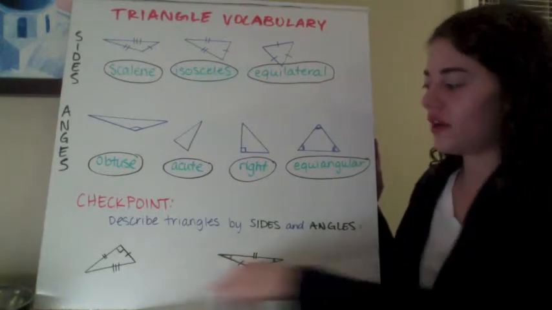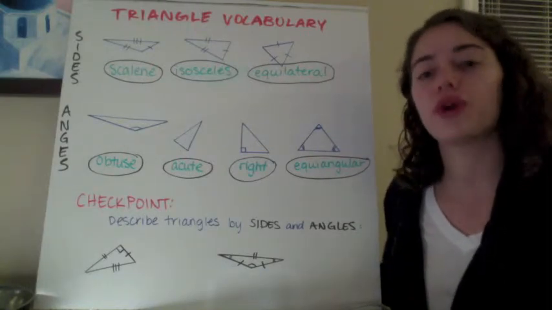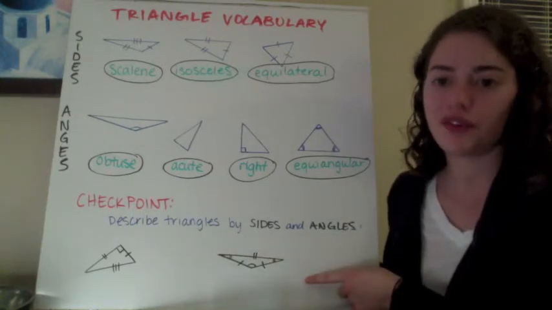First checkpoint. Describe each of these triangles by their sides and angles. So now would be a great time to pause and record your answers. You can label this one 1 and this one 2, and we'll go over them in class.